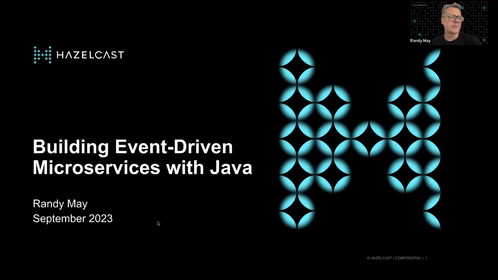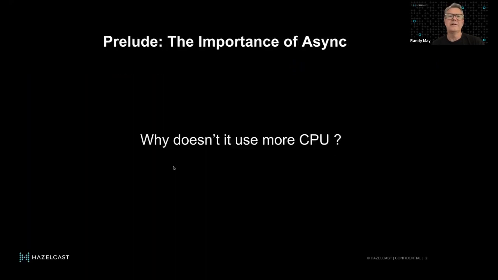So today we're going to be talking about a concept that I'm starting to see a little bit more. I'm starting to see people like Confluent talking about it, and I'm going to tell you a little bit about it, why I think it makes sense, and also kind of a Hazelcast spin on it. So let's get started. I'm going to do a little prelude first, that we're going to talk about why it's important to call remote resources asynchronously.